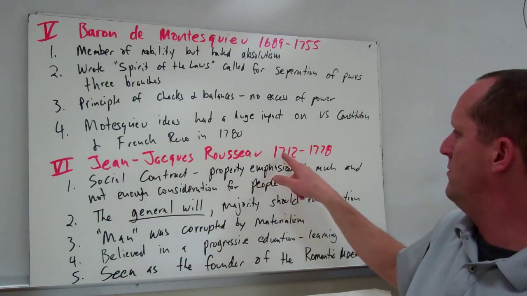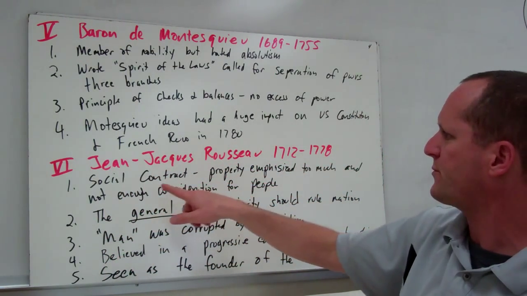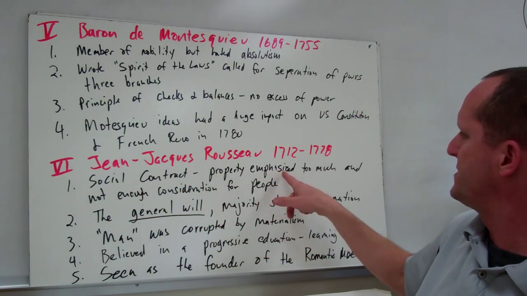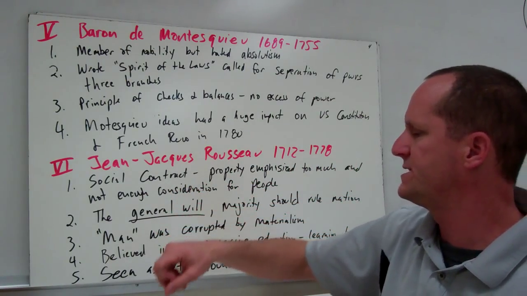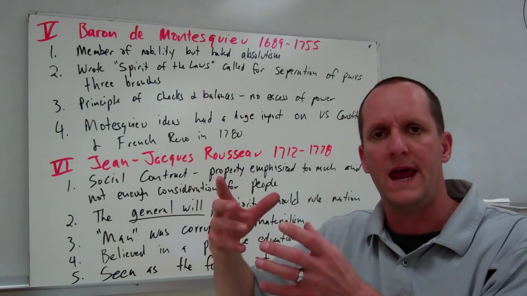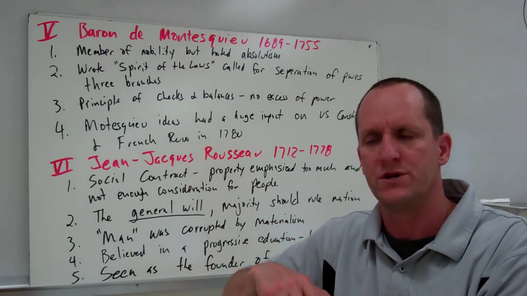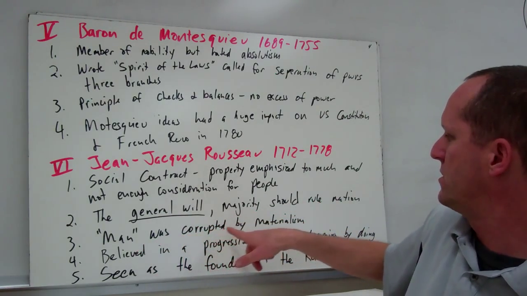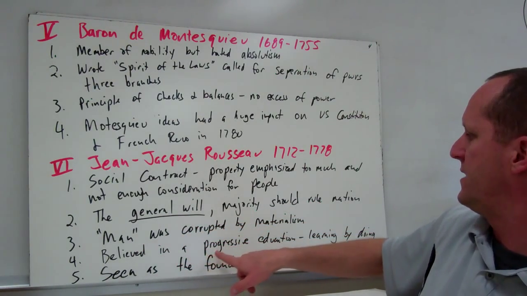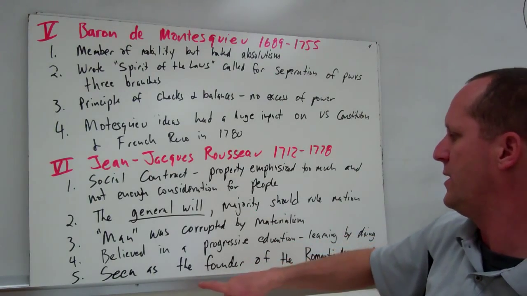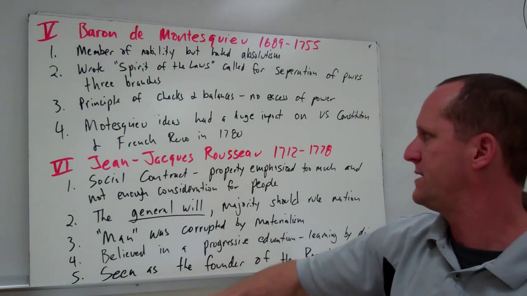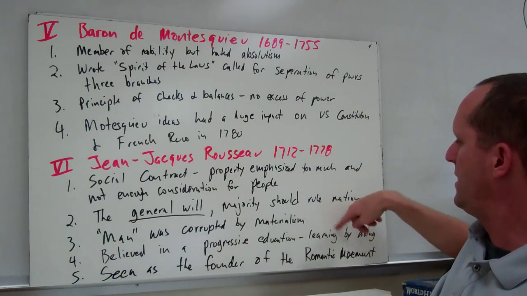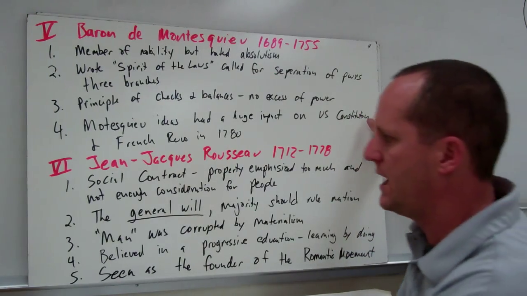And now Rousseau, 1712 to 78, had the idea of the social contract. Property was emphasized, but too much so, and not enough consideration for the people. So land oftentimes had more value than a person's life. The general will, majority should rule the nation. Man was corrupted by materialism, believed in a progressive education, learning by doing, seen as the founder of the Romantic movement. So Rousseau was one of these forward thinkers, and rightly so, to be named as like the founder of the Romantic movement.